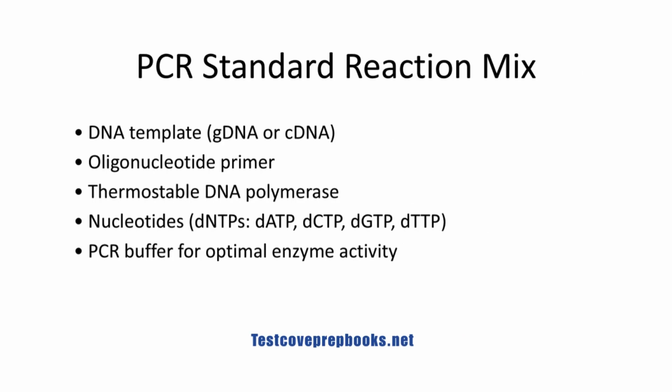Let's review the PCR standard reaction mix, steps, and controls. The PCR reaction mix requires several key components: a DNA template, which may be genomic DNA or complementary DNA; oligonucleotide primers, short sequences that guide where amplification begins; a thermostable DNA polymerase, the enzyme that builds new DNA strands; nucleotides, or dNTPs, which include dATP, dCTP, dGTP, and dTTP; a PCR reaction buffer, which ensures optimal conditions for enzyme activity.